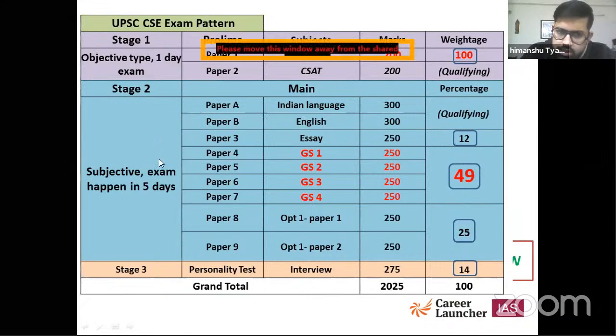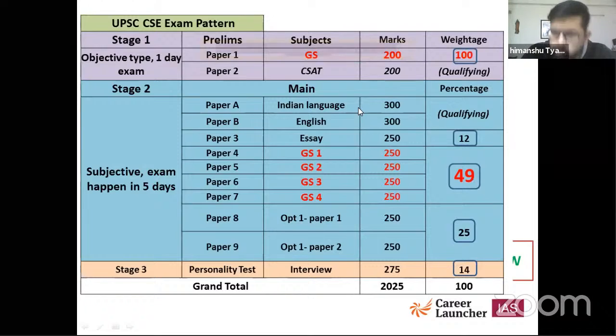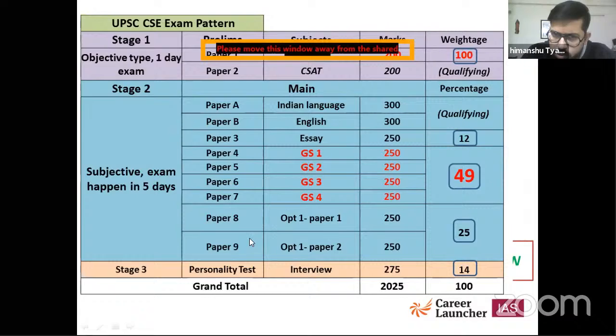This stage consists of 9 papers. It's a 5-day examination, and all these papers are subjective, which means you have to write long answers. The first 2 papers are called paper A and B. These are language papers, and again qualifying, which means you just need to pass here. These are 300 markers. One is an English language compulsory paper, and for the other you can choose the language in which you want to appear, based on your comfort. Once you pass these 2 papers, the remaining 7 papers come into the picture. These are the papers for which the marks are counted.